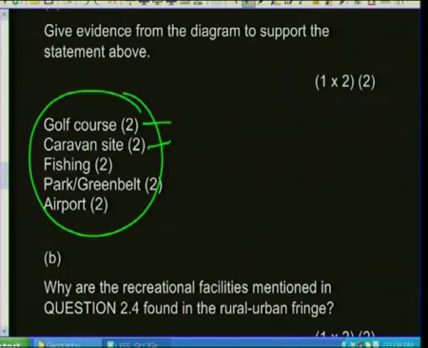One thing that really comes to mind immediately is the fact that a lot of these things, like the golf course, the caravan site and the airport, need a lot of space. The only place where you're going to find space is outside the city. In addition, the airport is very noisy. The people living in the city aren't going to enjoy having aircraft taking off and landing over their heads all the time. They're going to want to put that into the outskirts.